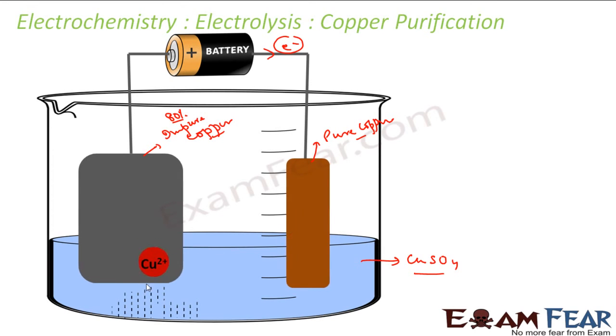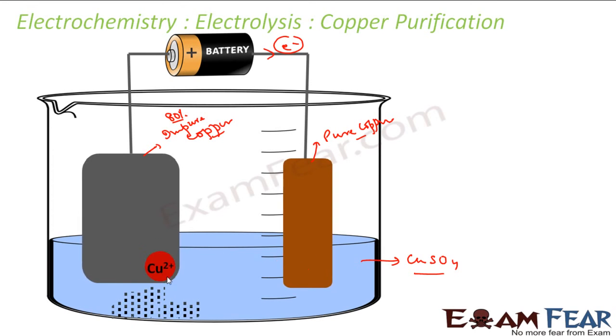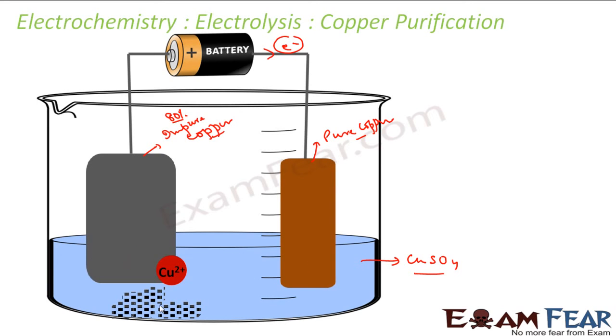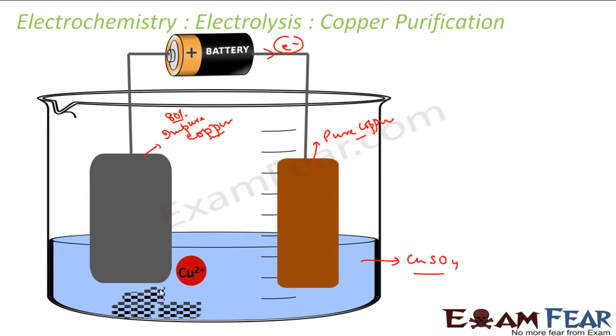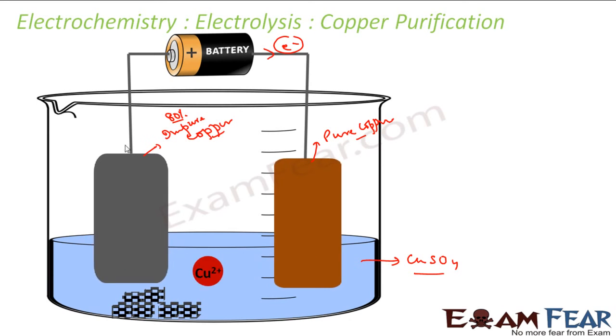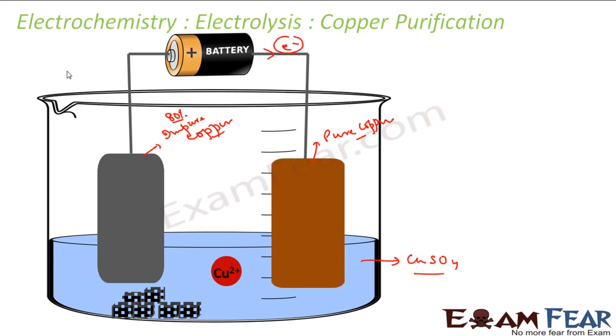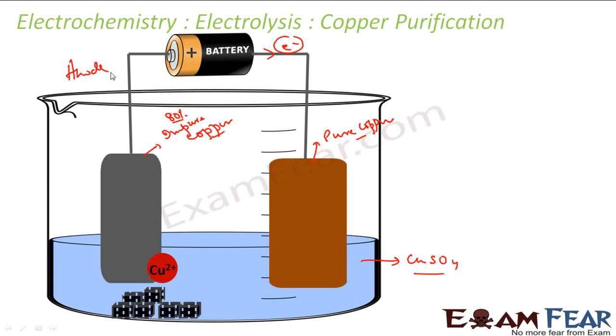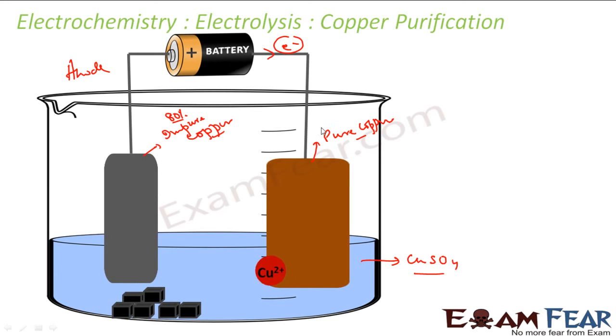And what will happen is, if you see, the pure copper will go from here to here, but the impurity will settle down. And gradually, the impure copper side, that is my anode, will become less, and the cathode side, where we will be getting the pure copper, will become bigger. So if you see now here, all the impurity is settled down here, and the copper has moved, right?